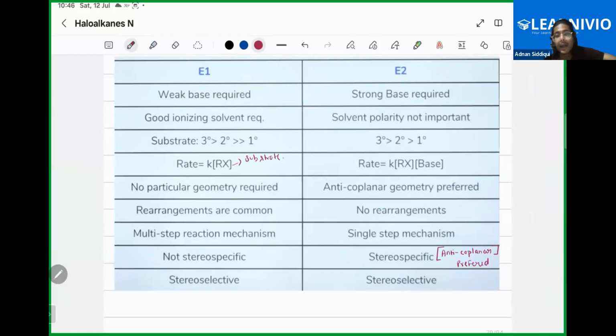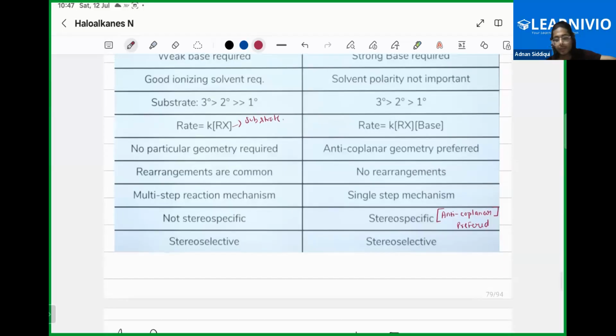No particular geometry required for E1. Anti-coplanar geometry preferred for E2. We saw why, because if it is coplanar, then it will cause some repulsion. Rearrangements are common in E1 because in SN1 or E1, we are getting a multi-step reaction. We are observing intermediates. Rearrangement is common because we can shift methyl, we can shift ethyl to make a more stable carbocation, right? But in E2, we are not observing any rearrangement. It is a single step reaction. E1 is not stereospecific. E2 is stereospecific because anti-coplanar is preferred. Both are stereoselective. So this is the difference.